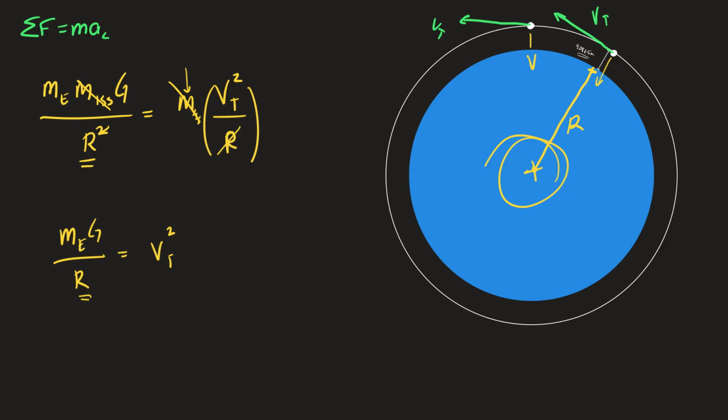correct answer. Why do the r's cancel? All right. I have an r squared here and an r here. So I will multiply both sides by r.